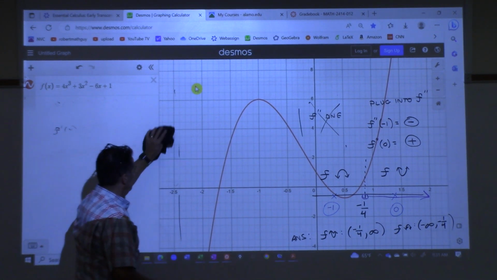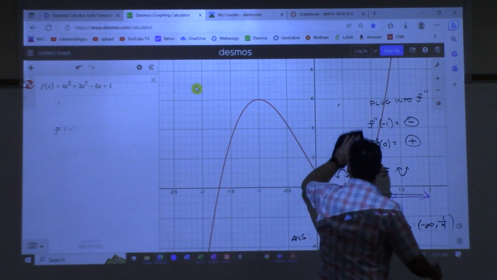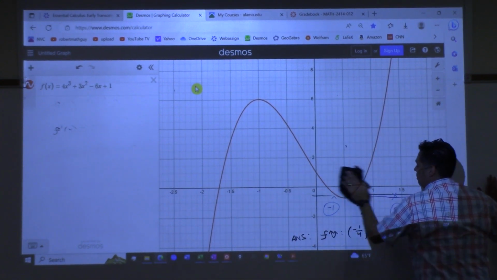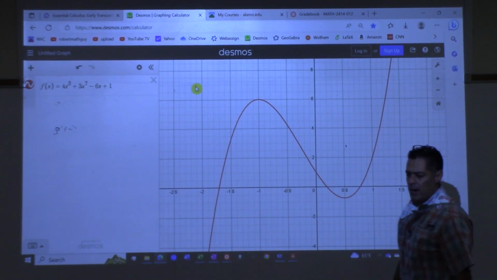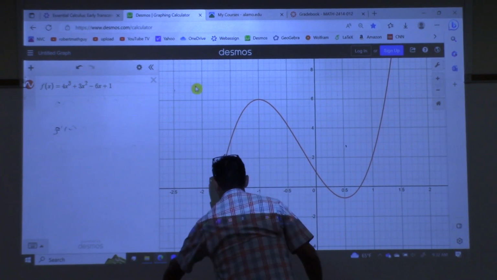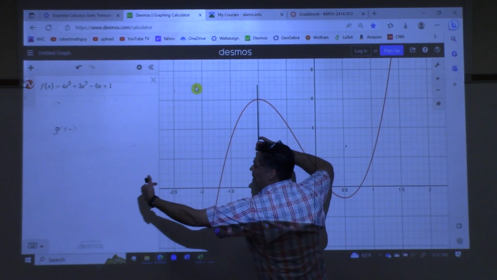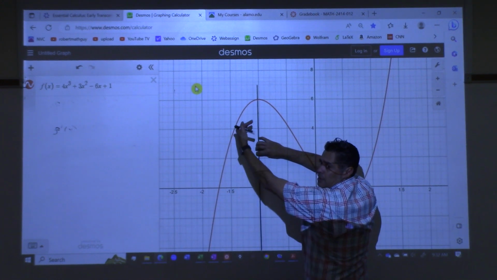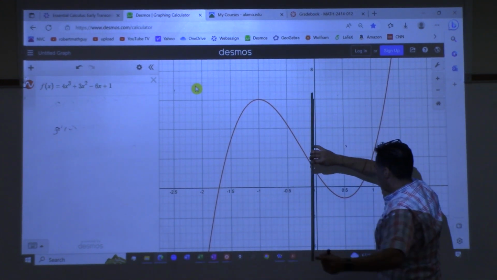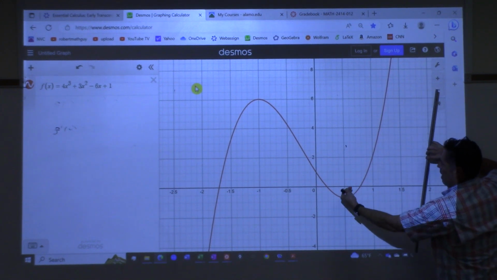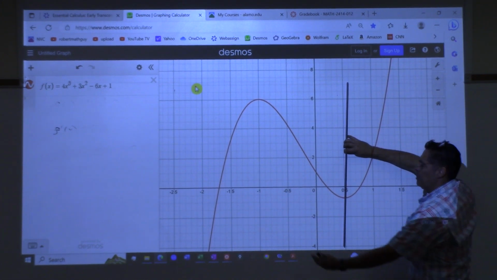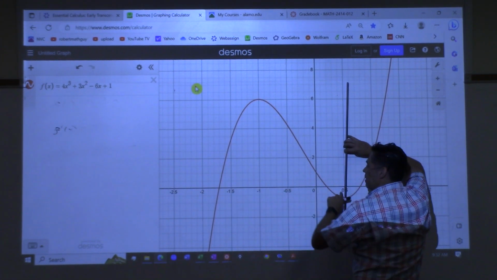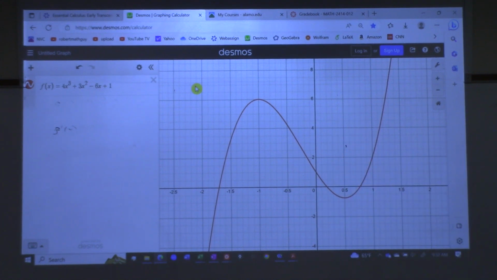Where did we say this function would be going up? From where to where? Negative infinity to negative 1. So here's negative 1. Negative infinity to negative 1. Does it look like it's going up? Yes? And then where else is it going up, according to us? 1/2 to infinity. So here to the right, is it going up? Yes. Is it going down between these two? Yes? Okay. So far, it matches what we've got on our work, right?